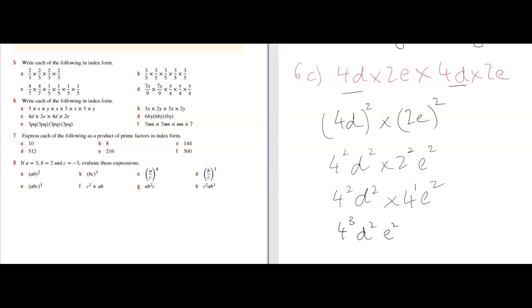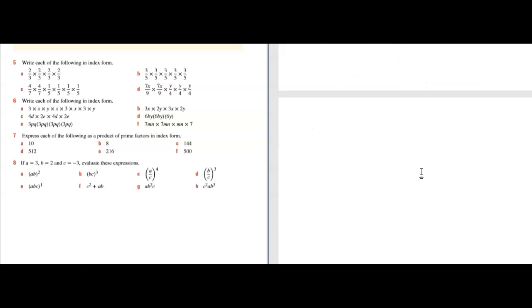And this 4 cubed, if you wanted to, you could make that to the base 2. I'm just going to leave it for now because I don't want to complicate it. But I'm pretty sure for now, if you got that, that's fine. But we're going to be looking at index laws, which kind of converts this into this. Okay, or even having a base of 2 instead of 4, because 4 is the same as 2 squared. Okay, let's move on to another question in question 6.